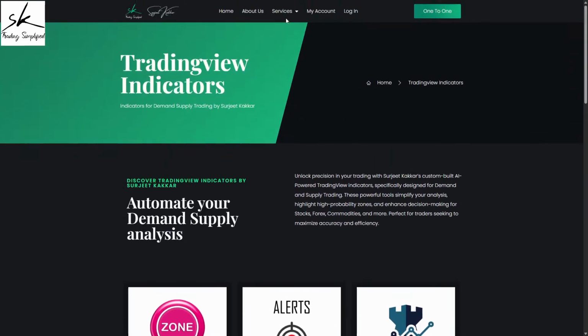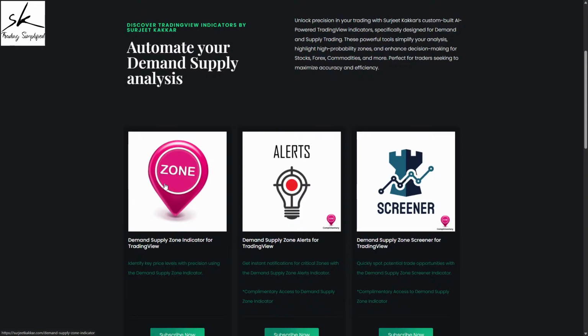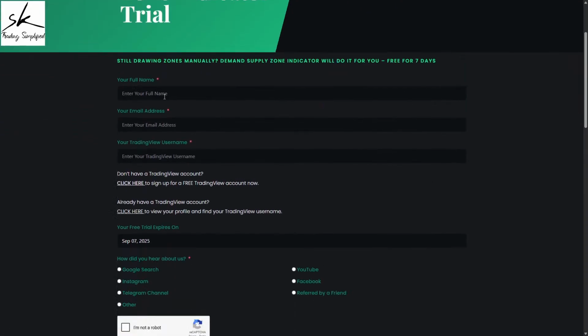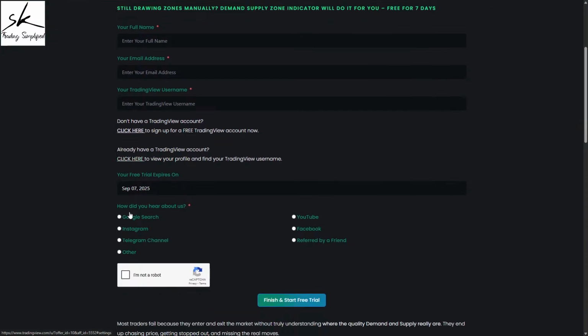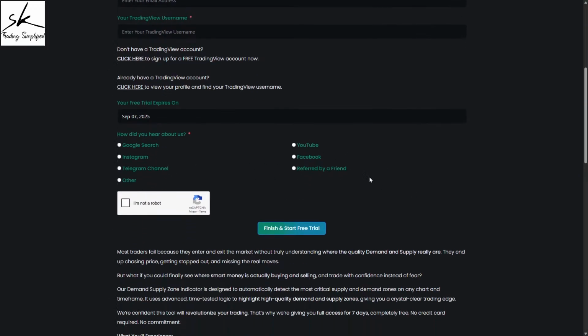Then you can always go into services, TradingView indicators, and then you have the demand supply zone indicator. Click on it and you'll find this button which says 7 days free trial. It's a very short form. You just have to provide your full name, your email address, and your TradingView username. In case you don't have a TradingView account, you can click here, create a free TradingView account, and provide your username. In case you already have a TradingView account, you can click here, visit your TradingView profile, and provide your username. And this will tell you when your subscription will expire. How did you hear about us? Choose the relevant option.